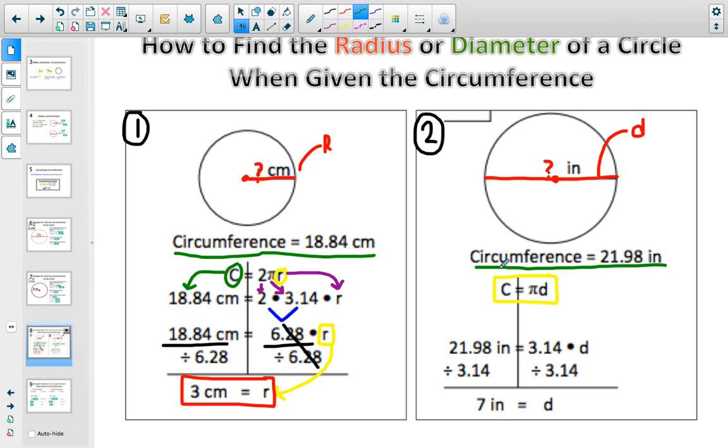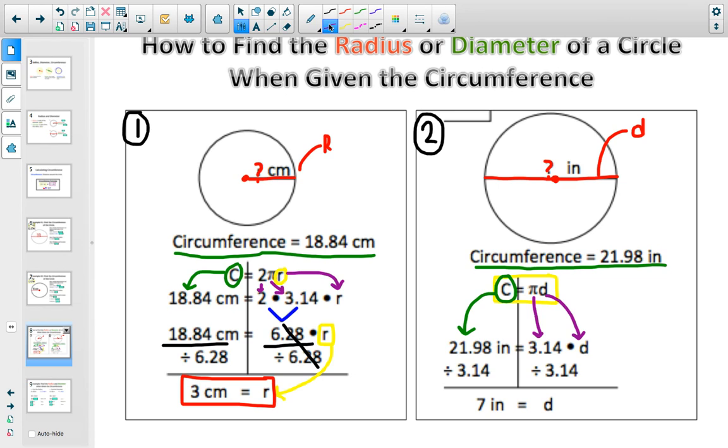Now let's plug in the information we know. So we know C, our circumference, is 21.98. We know that pi, we use the number 3.14 to represent pi, and D is unknown. This is what we're solving for, so we're just going to put our D there. Now, this is just a one-step equation here because we have 3.14 times D.